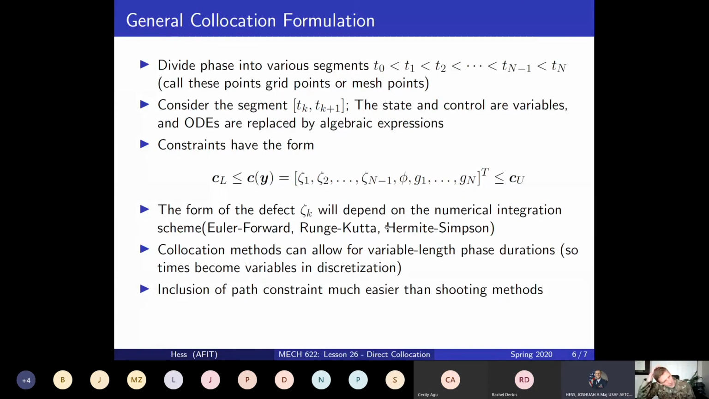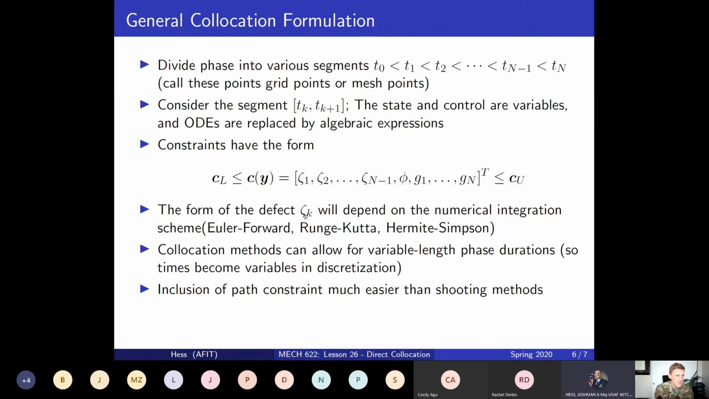So we're doing these, and we can do variable length phase durations. Now, if I had multiple phases, I could have free final times in each of those phases, like for the example where I launch from the ground, get to orbit a couple of times, and then get back to the ground. The times that each of those phases would begin and end are also design variables. They're also unknowns in that problem. And including path constraints is much easier than with shooting methods.